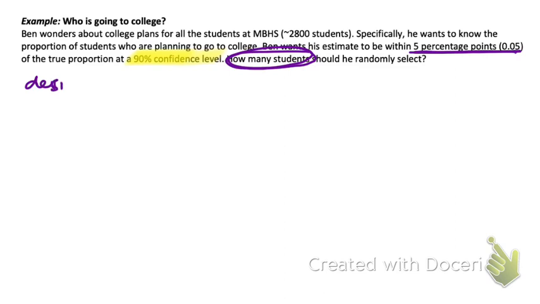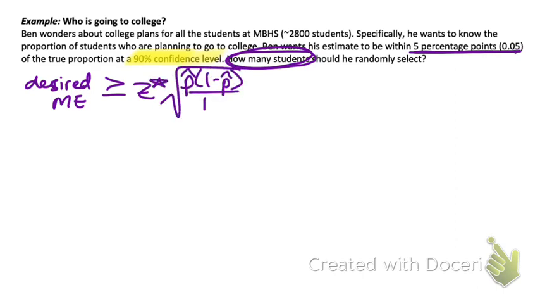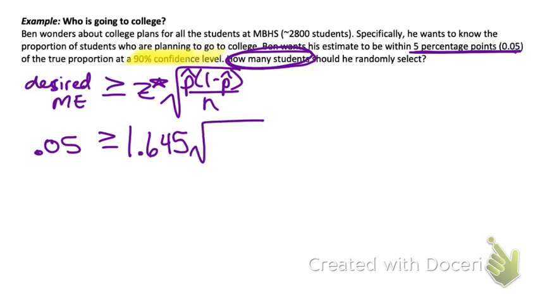All right. Desired margin of error, which is 0.05, has to be greater than or equal to the z-star critical value times the standard error. Okay, here's probably the hardest part of this problem. Does anyone remember the z-star critical value for 90%? It's 1.645. I'm not supposed to remember that? You'll remember it because we're going to use it a lot.